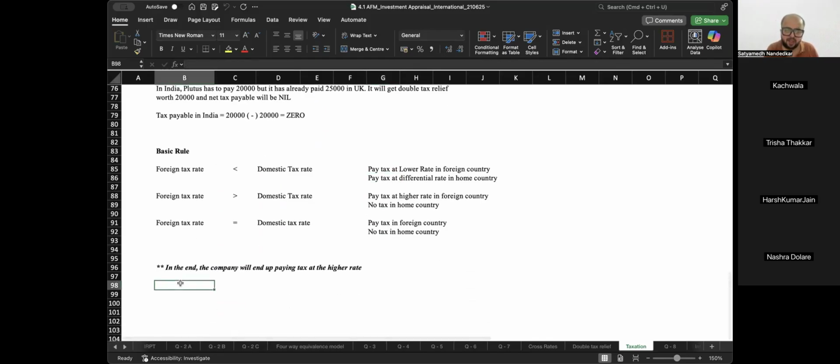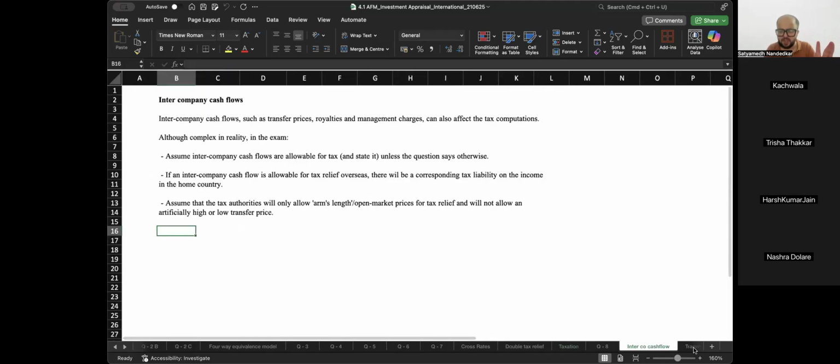Okay. In the end, the company will end up paying tax at the higher rate. Net impact will be tax paid at the higher rate. Now, this situation will come up in many cases.